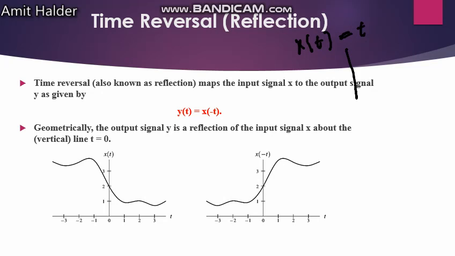Why? Just like this. From 1 you can get 1. From 2 you can get 2. From 3 you can get 3. So the shape will be like that.